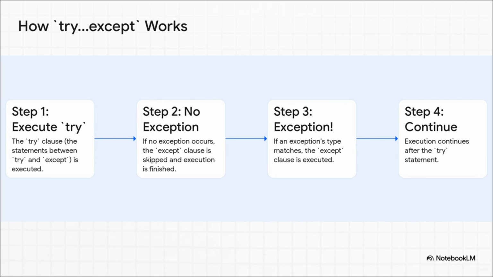Let's break down how it works. First, Python runs the code inside your try block. If everything goes smoothly, awesome. The except part is just skipped completely and life goes on. But if an error pops up, Python checks if it matches the kind of exception you told the except block to look for. If it's a match, that except block gets to run. And either way, the program continues on right after the whole block is finished.